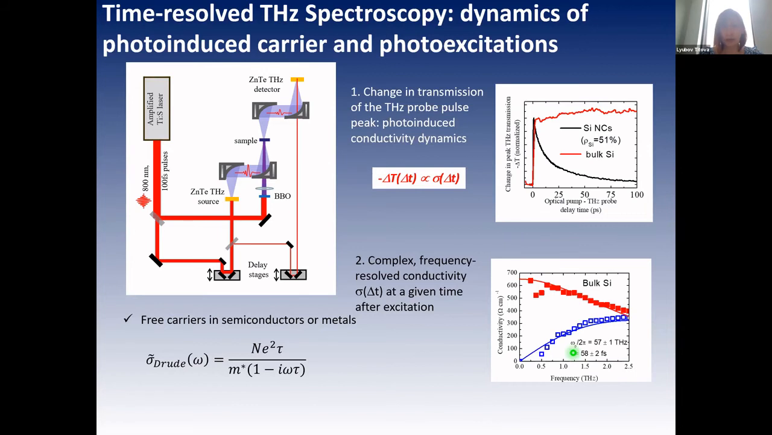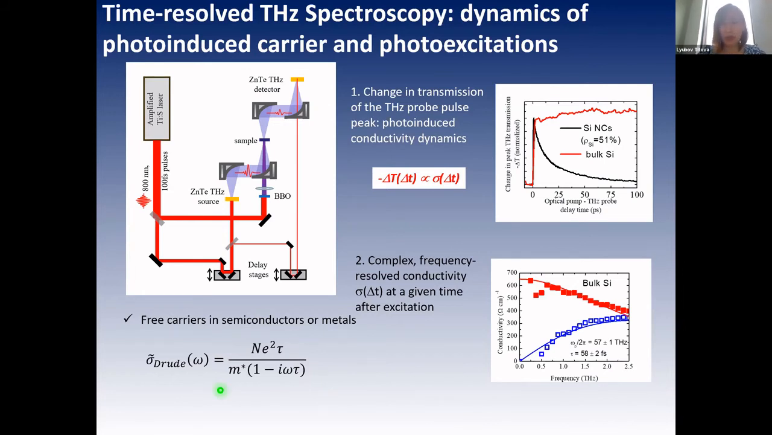From the Drude model, we can get things like instantaneous photoexcited carrier density, as well as the scattering time, which, if we know the effective mass, allows us to measure the mobility of the carriers at that time. So that's a little tutorial of how we do those measurements that we have now applied to MXene.